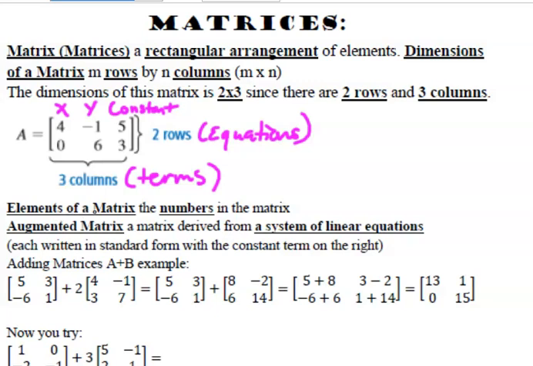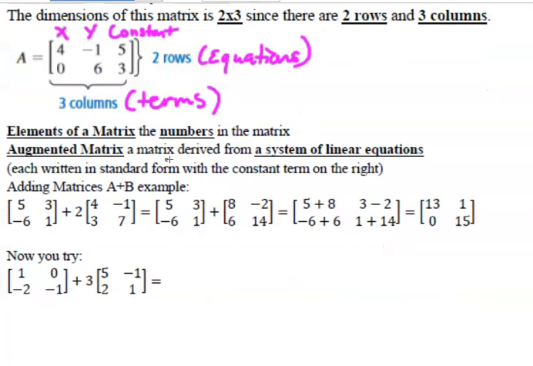The elements of a matrix are the numbers inside the matrix. So the elements in this would be 4, -1, 5, 0, 6, 3. An augmented matrix is a matrix derived from a system of linear equations, each written in standard form with the constant term on the right side.